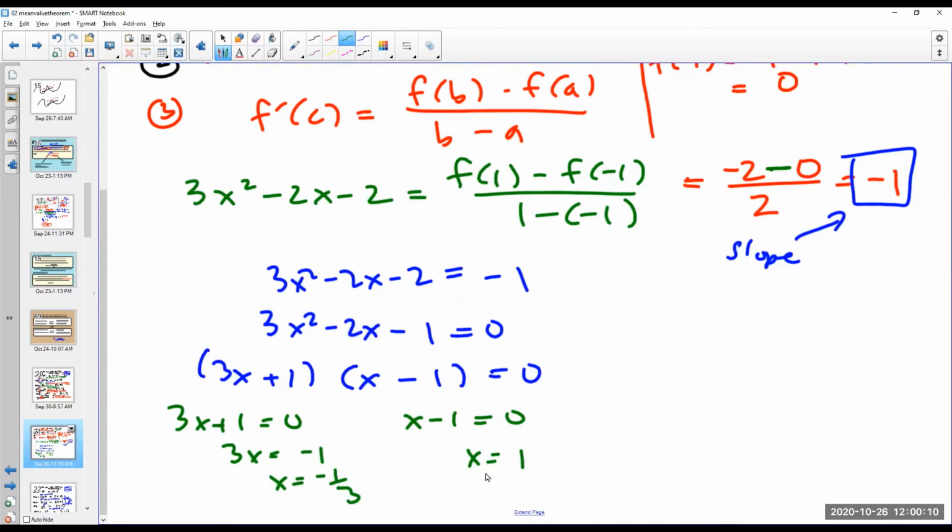Okay, then I go look at my interval, because remember, this has to be in the interval, but it's a little bit tricky. Is my interval -1 to 1? Okay, it's got to be in there, but it can't be at the endpoints, because MVT doesn't guarantee anything at the endpoints. It only guarantees in between that you'll have a value, okay? And so do you see I'm going to ignore x equals 1 because that's actually at my endpoint. So my answer will be x equals -1/3.